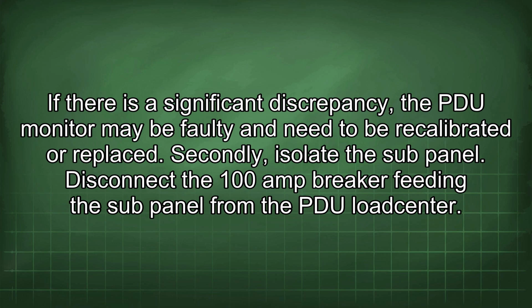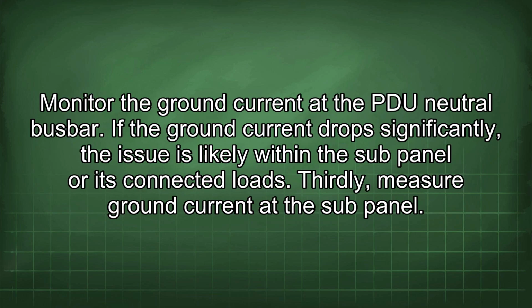Secondly, isolate the sub-panel. Disconnect the 100 amp breaker feeding the sub-panel from the PDU load center. Monitor the ground current at the PDU neutral busbar. If the ground current drops significantly, the issue is likely within the subpanel or its connected loads.